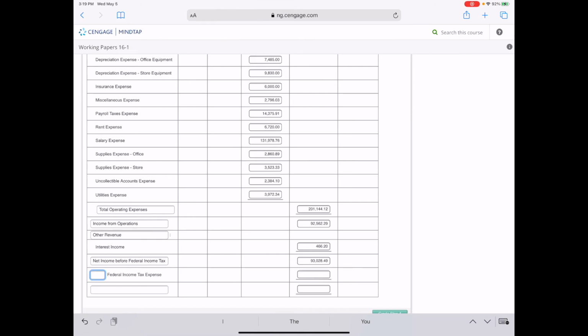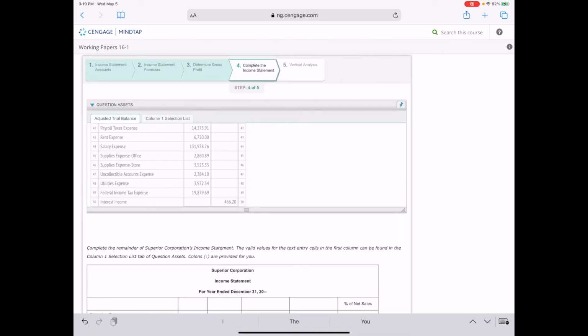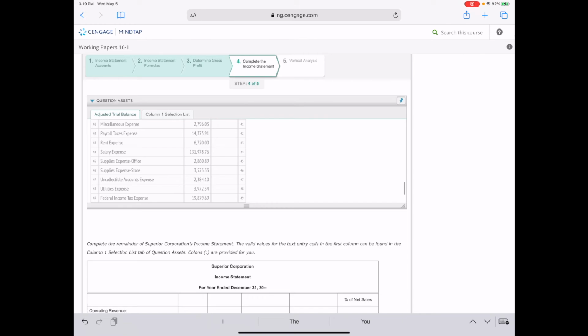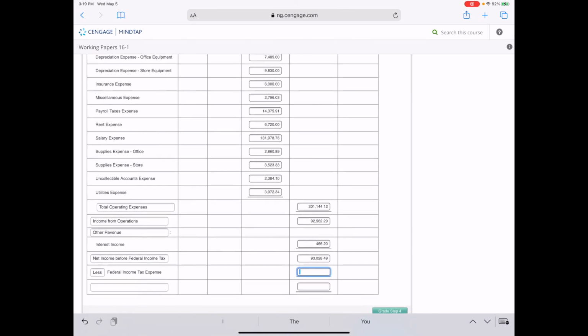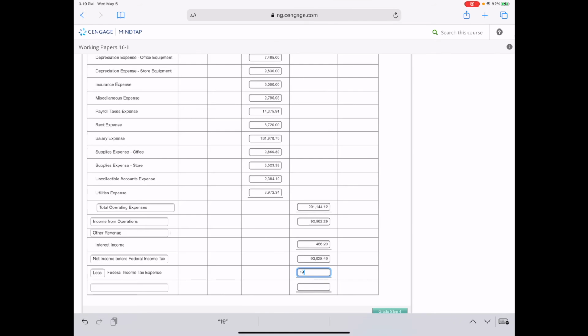Then we're going to take out our tax expense. So we're going to put less federal income tax expense. So we'll scroll up here. You can see our federal income tax expense is a little over $19,000. So we'll go down there. We'll put $19,000, the actual amount, $879.69. And then the last part here is our net income after.